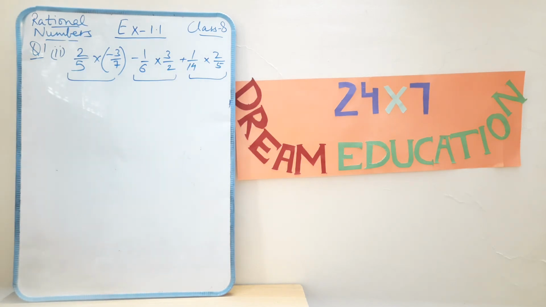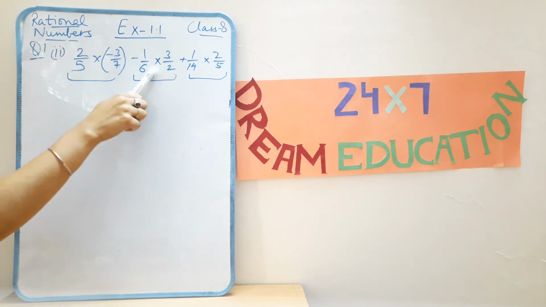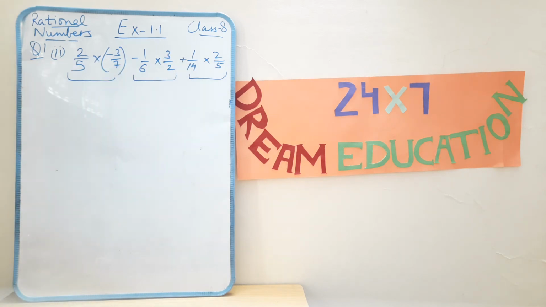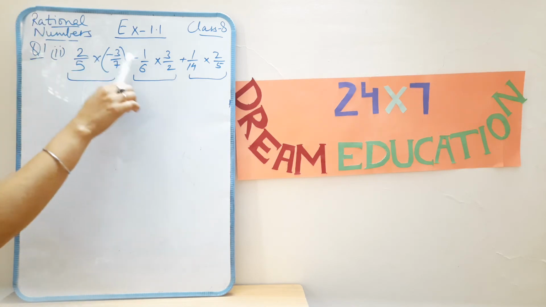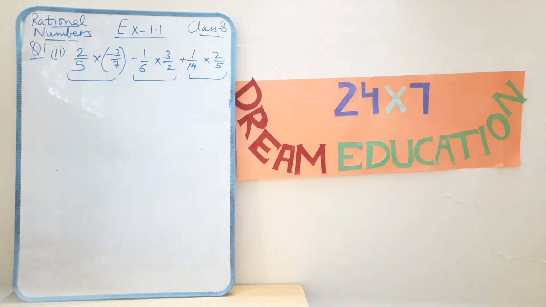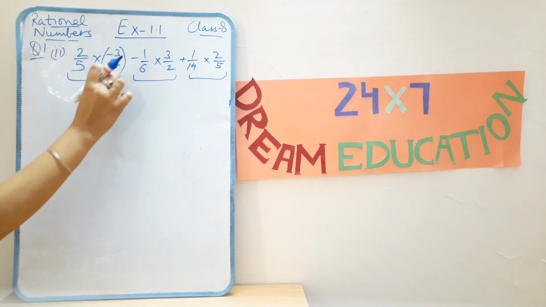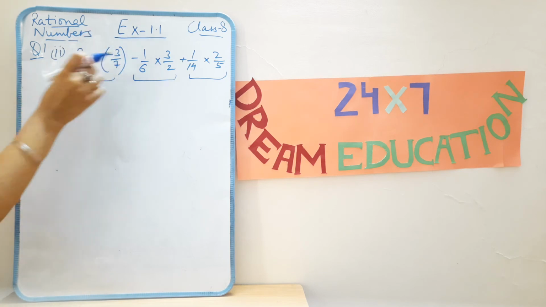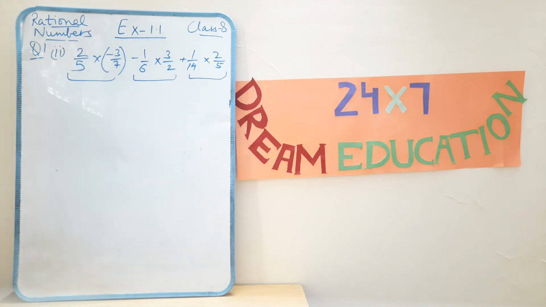I am repeating once again. Multiplication sign keeps the numbers in one group. If suppose there is a division sign, then also it keeps the numbers in one group. But minus and plus signs keep the numbers in separate groups. Now you must be thinking that this minus is actually the sign of this fraction, so that is why we have kept it in a bracket.